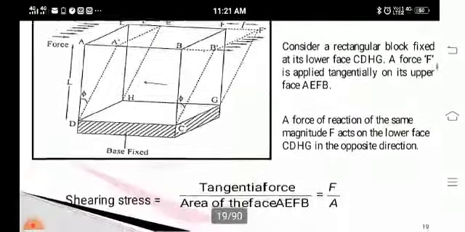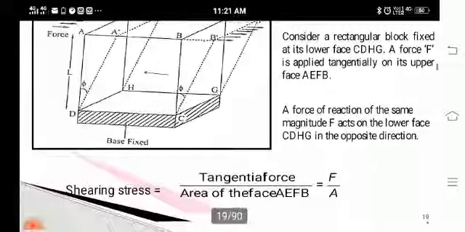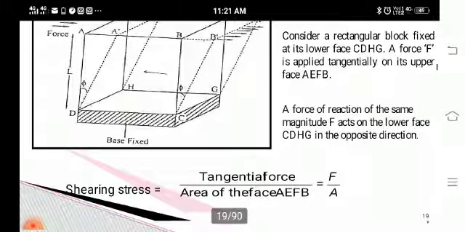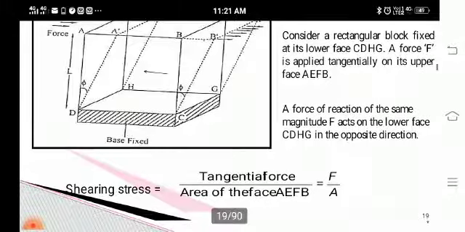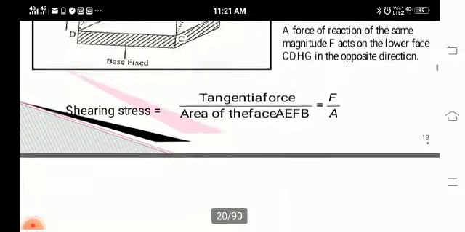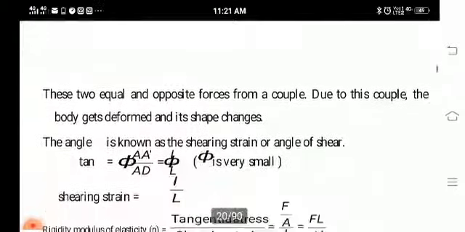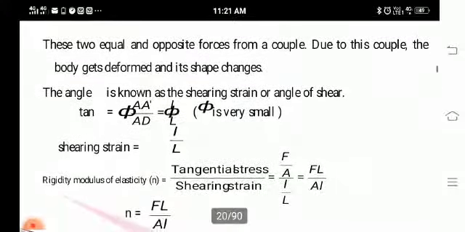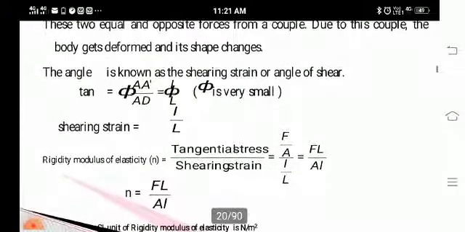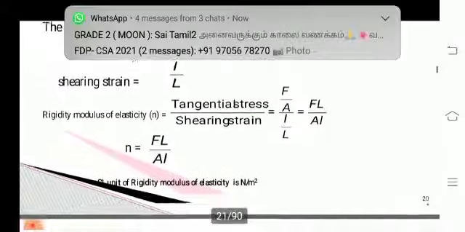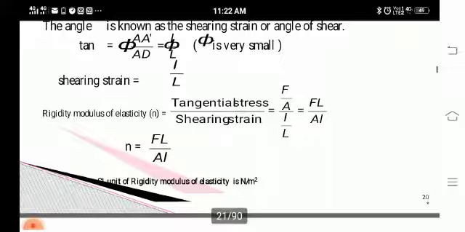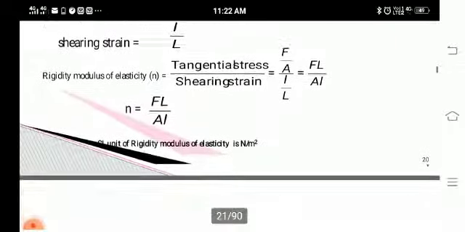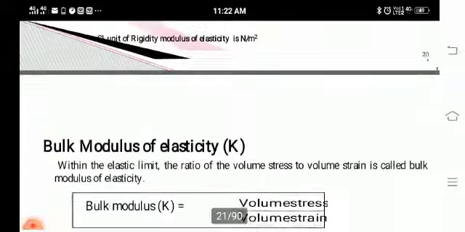First we calculate tangential stress, that is tangential force divided by area of the face, which is shown in the figure, that is F by A. Then we are moving into tangential strain, that is small l by capital L. Applying the value of shearing strain and shearing stress, we get rigidity modulus, that is also N is equal to FL by Al. The unit of shearing modulus is Newton per meter square.